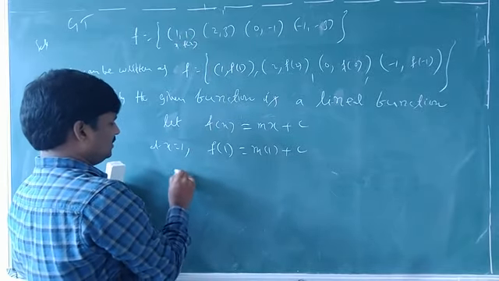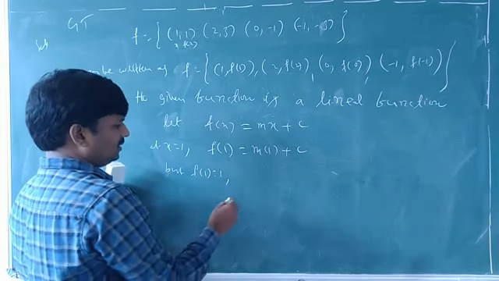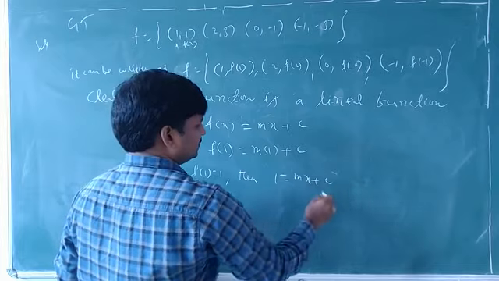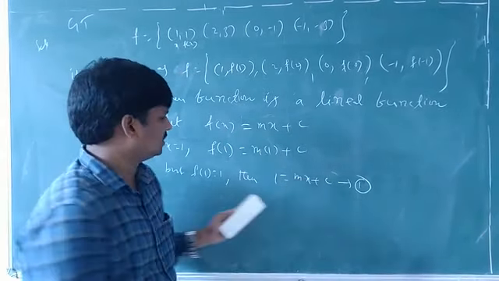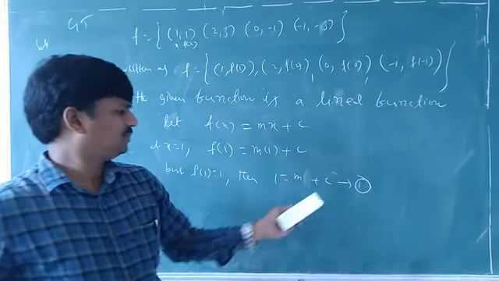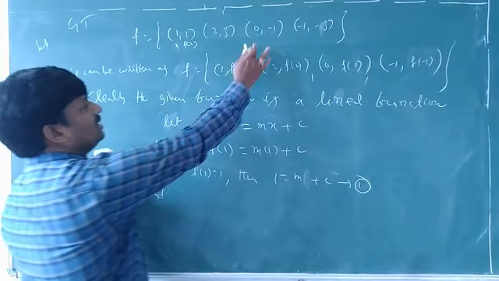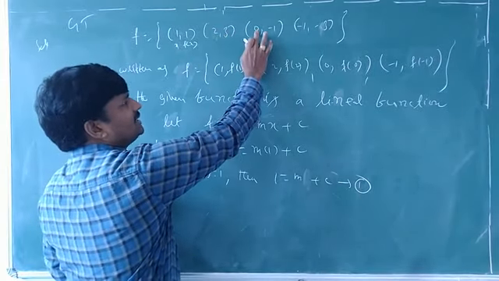F of 1 is equal to 1 only. Then what will this be? 1 is equal to m plus c. Take this as equation 1. Okay, so m plus c, m plus 1. And take one more value. I am not taking this order pair, I am taking this order pair. Take 0 here.